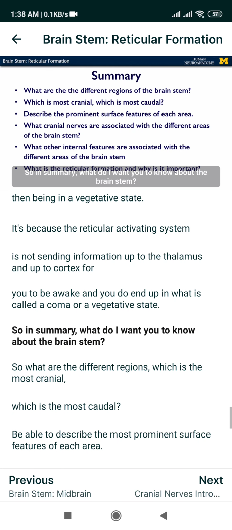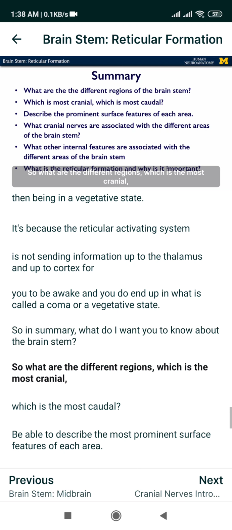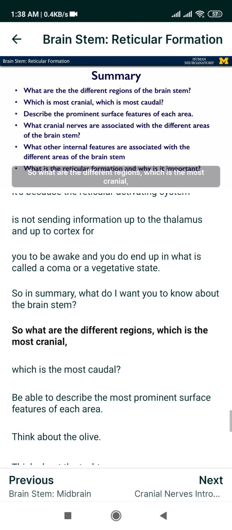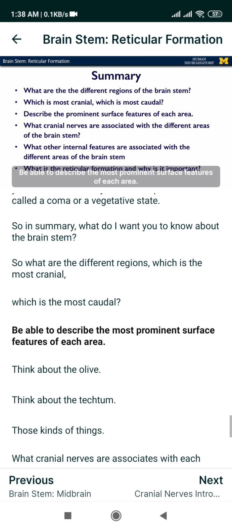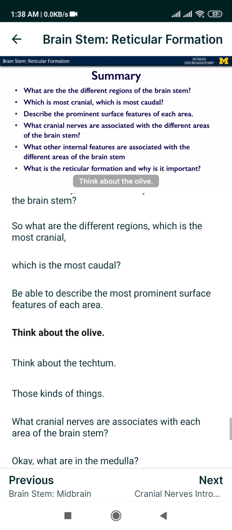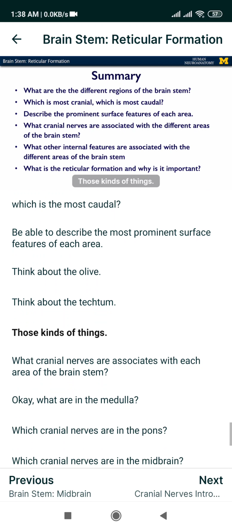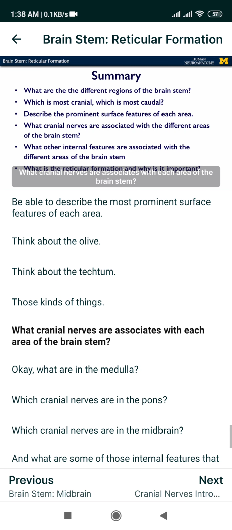So in summary, what do I want you to know about the brainstem? So what are the different regions? Which is the most cranial? Which is the most caudal? Be able to describe the most prominent surface features of each area. Think about the olive, think about the tectum, those kinds of things. What cranial nerves are associated with each area of the brainstem?